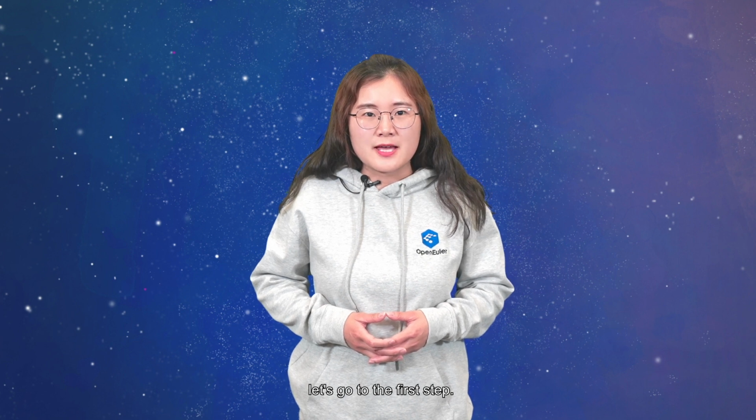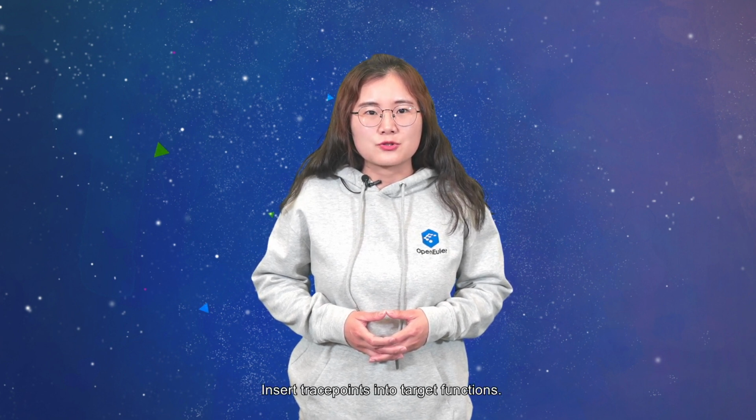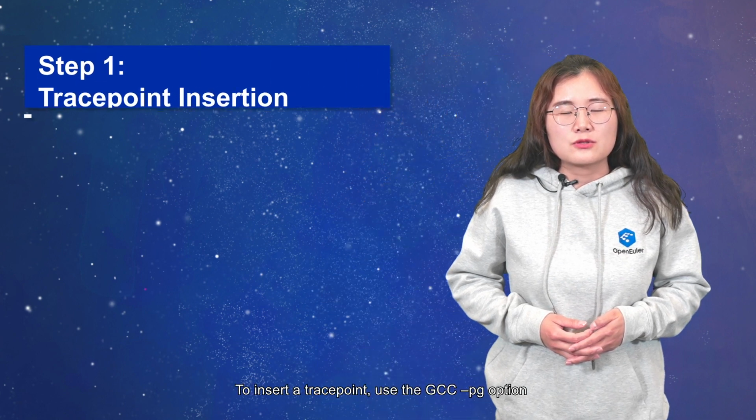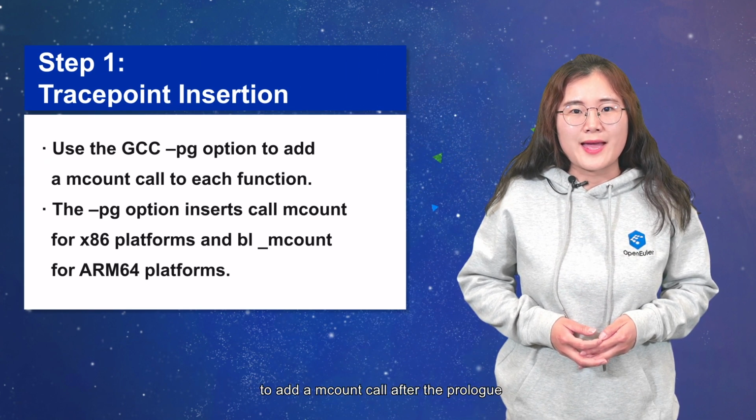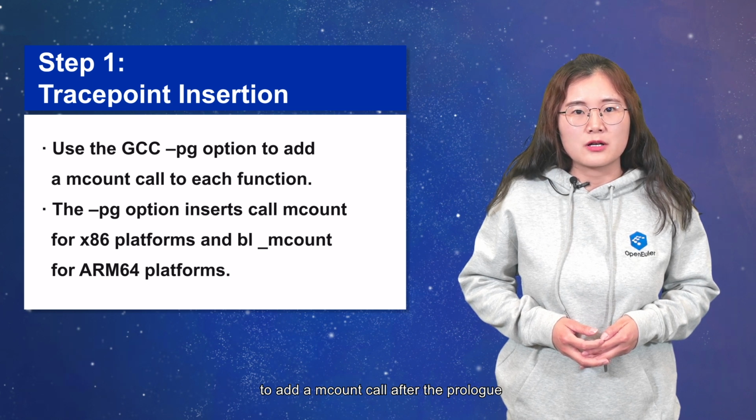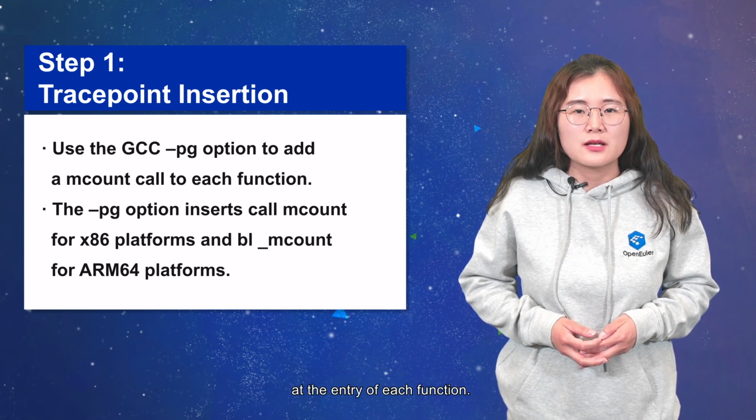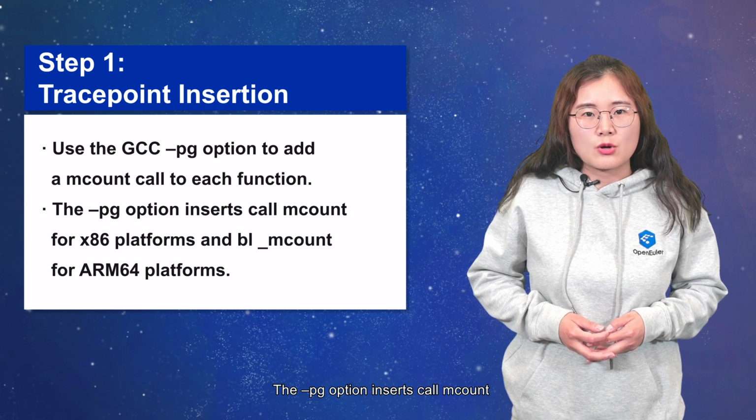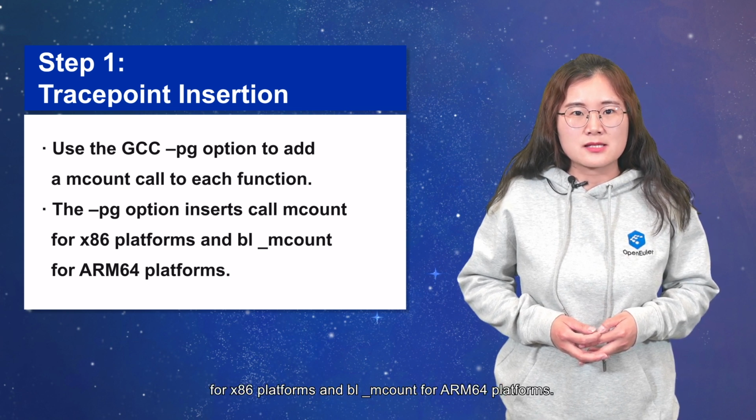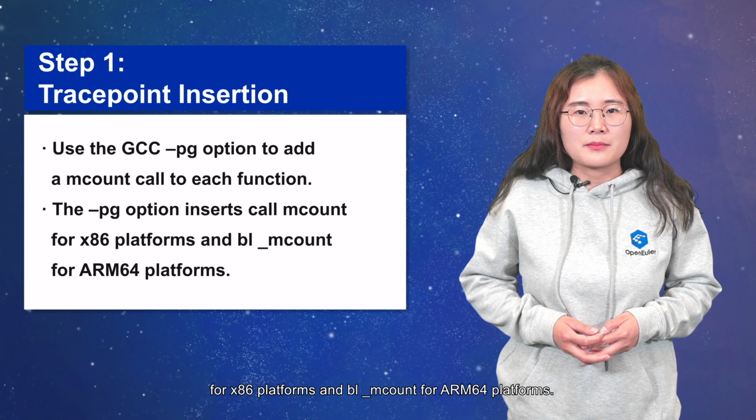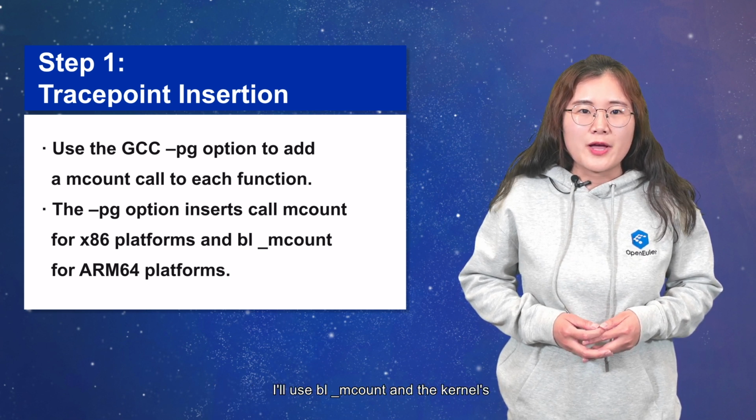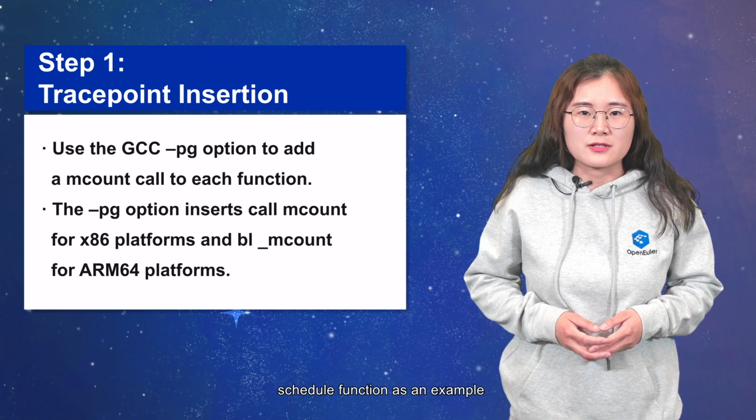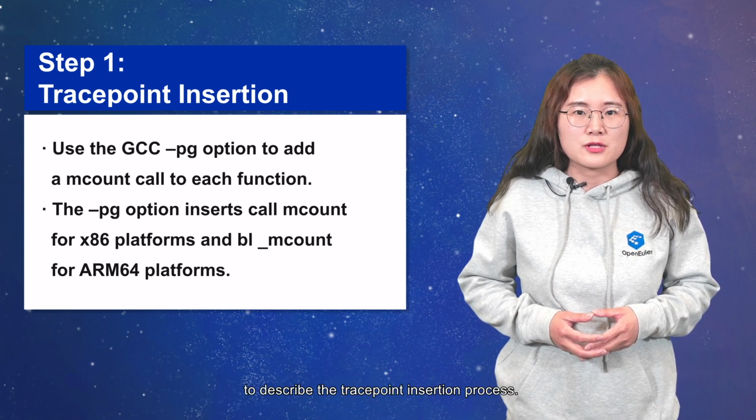Let's go to the first step, insert trace points into target functions. To insert a trace point, use the GCC -pg option to add an mcount call after the prolog at the entry of each function. The -pg option inserts call mcount for x86 platforms and bl mcount for ARM64 platforms. I'll use bl mcount and the kernel schedule function as an example to describe the trace point insertion process.